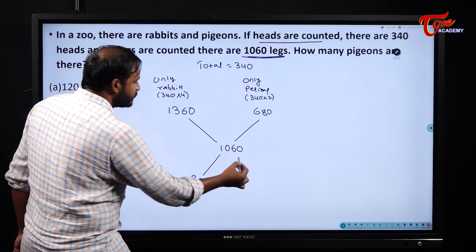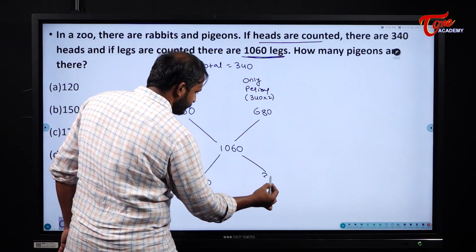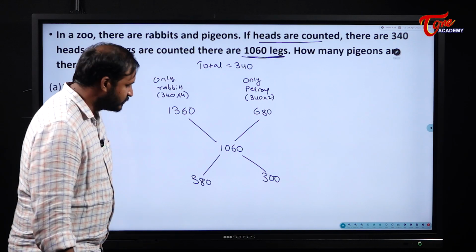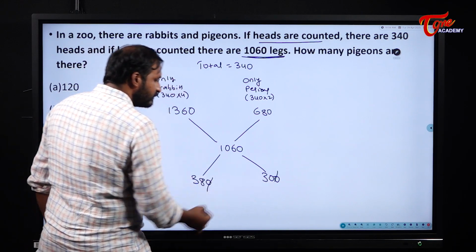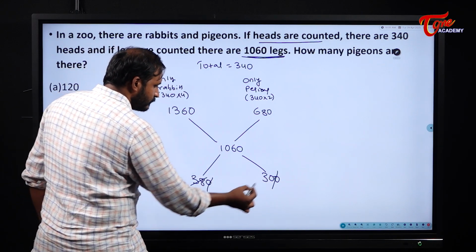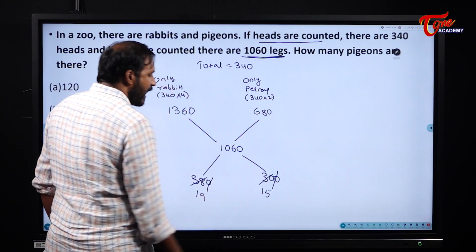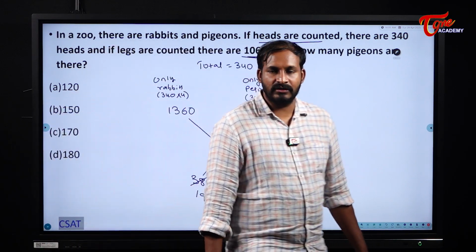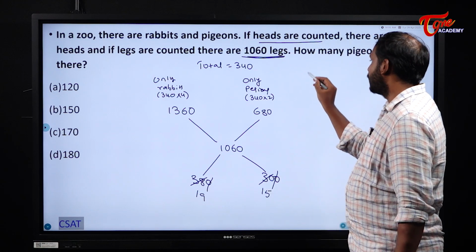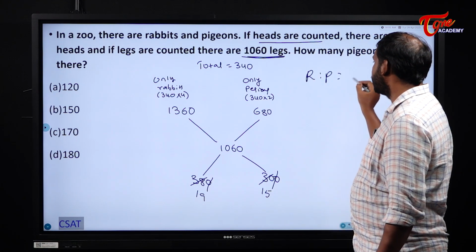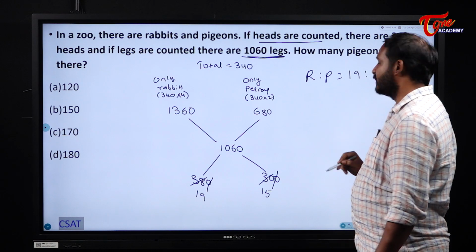380. What is the difference between these two? 300. So now the zeros get cancelled. 19 is to 15. So rabbits and pigeons are in what ratio? 19 is to 15 ratio, rabbits is to pigeons. They are in what ratio?